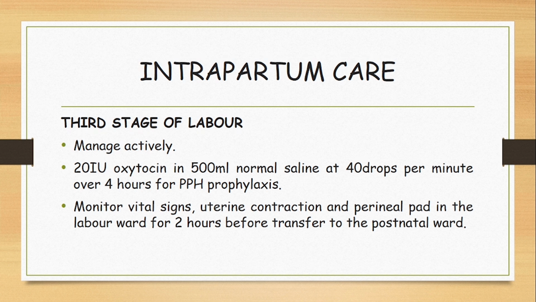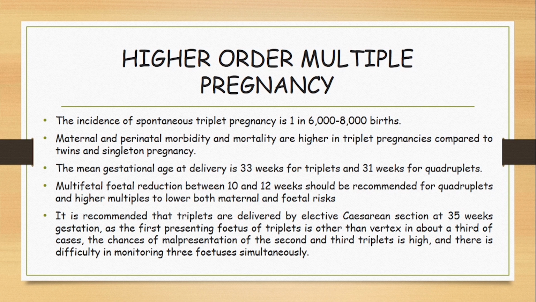Monitor vital signs, uterine contractions, and perineal pad in the labor ward for 2 hours before transfer to the postnatal ward. And this is very important because the majority of them are prone to postpartum hemorrhage. For higher order multiple pregnancies, more than 2, triplets, quadruplets, maternal and perinatal morbidity and mortality are higher in this group compared to twins and single pregnancies.